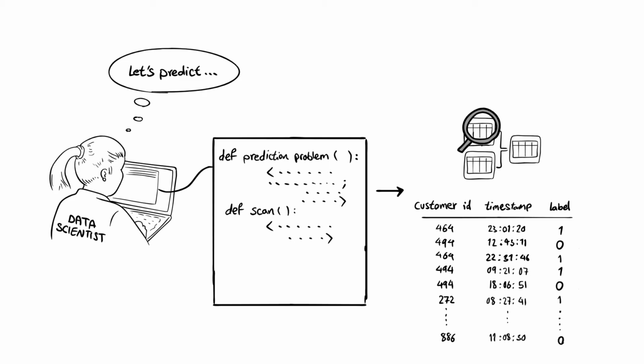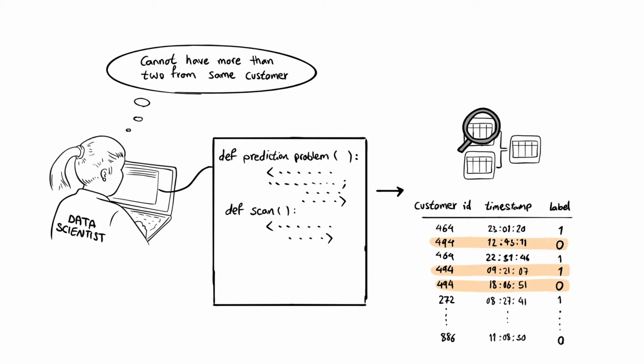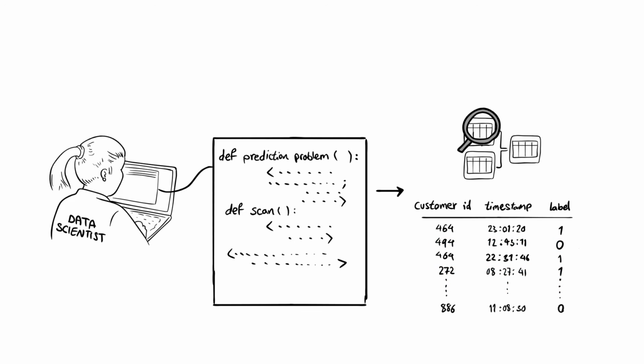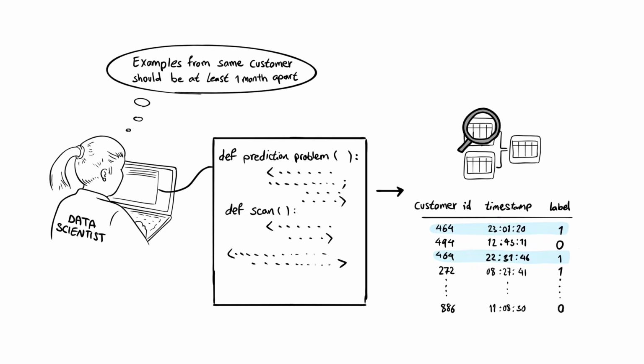To reduce the bias of learning from a single customer, the data scientist may attempt to limit the number of training examples per customer, resulting in appending additional code to their implementation. Even once the proper number of training examples per customer are selected, more code may still be needed to enforce other constraints, such as separating consecutive occurrences by at least 1 month.